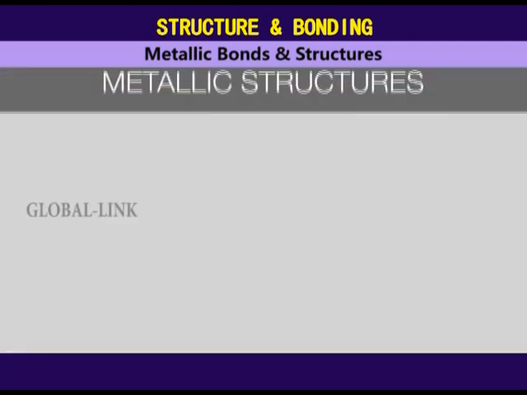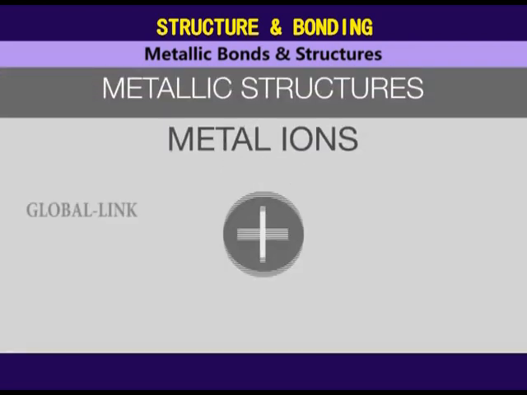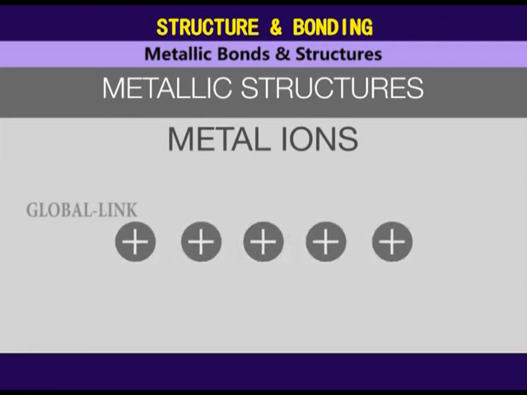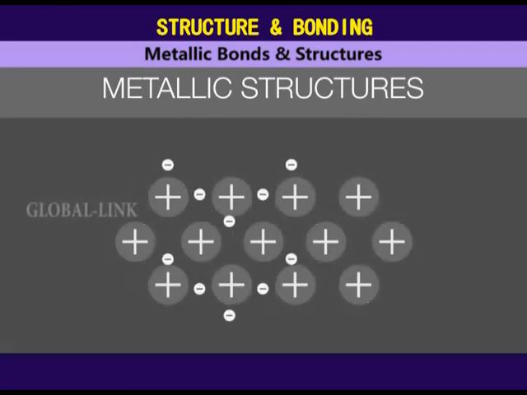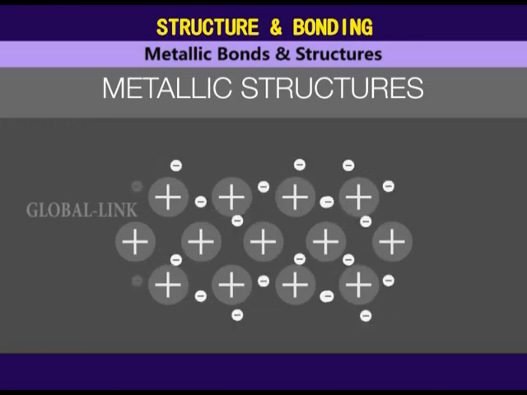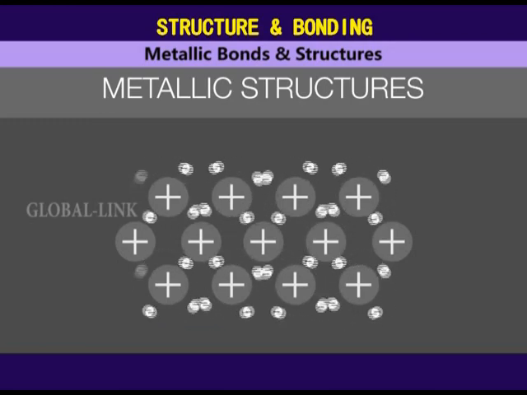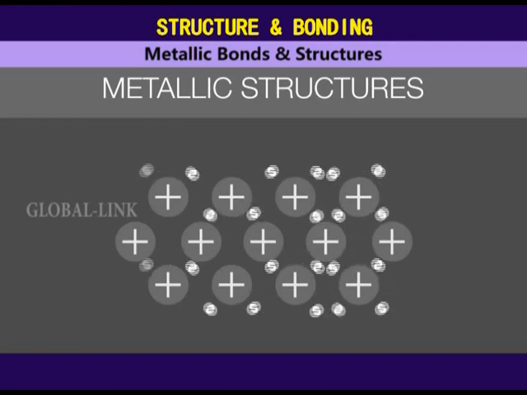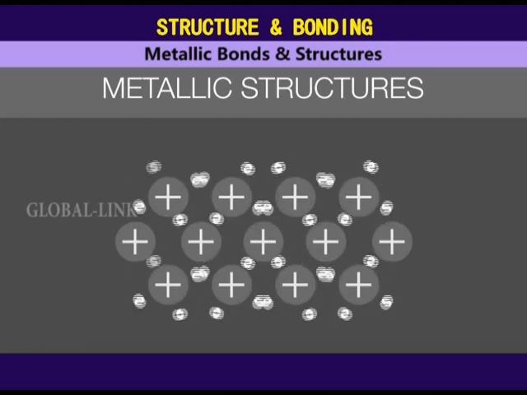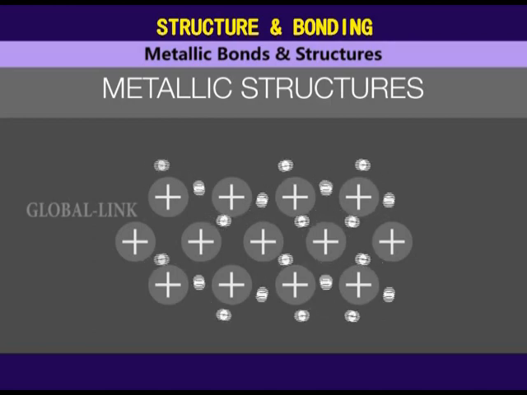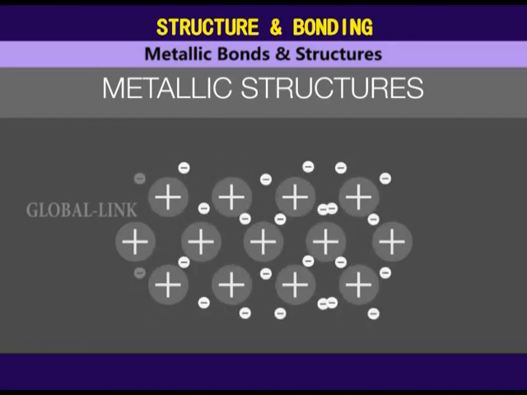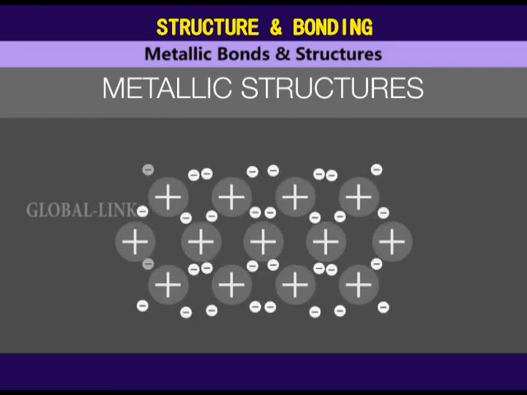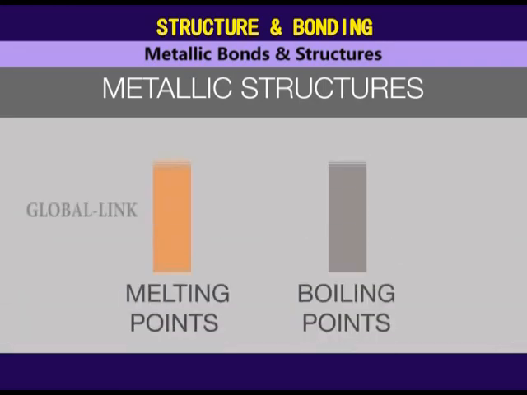In metallic bonding, the atoms lose their valence electrons to form ions. These ions are arranged side by side in a regular repeating pattern. The lost electrons move freely in the spaces between the metal ions. These are called delocalized electrons. The delocalized electrons act as a glue and hold the structure in place. So a metallic bond is the attraction between the positively charged nuclei and the negatively charged delocalized electrons.